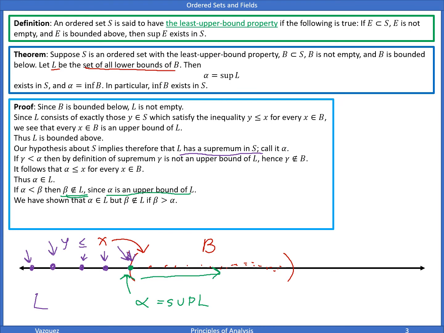So we have shown that alpha is in L, right? It's right here. And beta is not in L if beta is greater than alpha. So in other words, alpha is a lower bound of B, but beta is not if beta is greater than alpha. So by definition, what does that mean? That means that alpha is also the infimum of B, which proves our theorem.